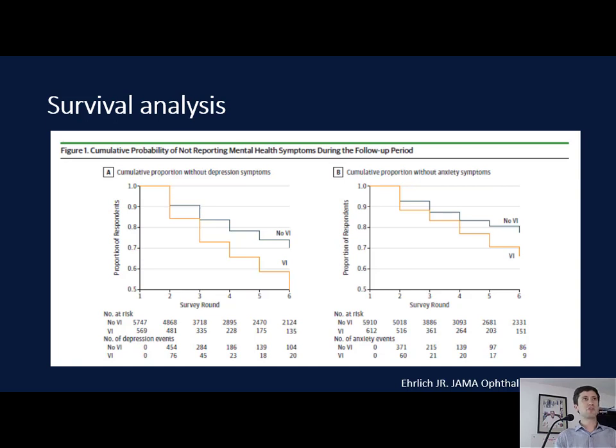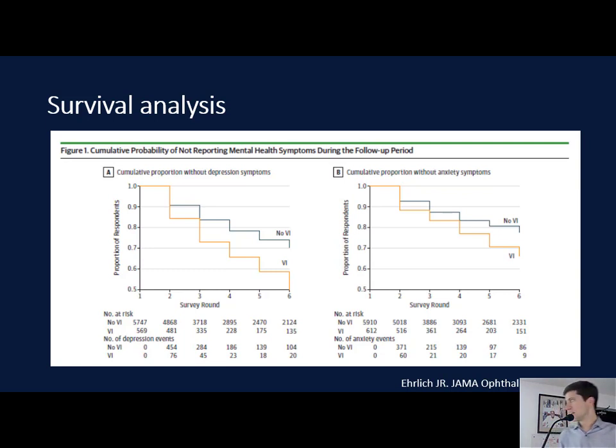Survival analysis is helpful when you have a binary endpoint. They get depressed or they don't get depressed, right? Binary endpoint. And you have different length of follow-up. Not everybody was in this study for the same amount of time. And survival analysis is a good way to deal with that.